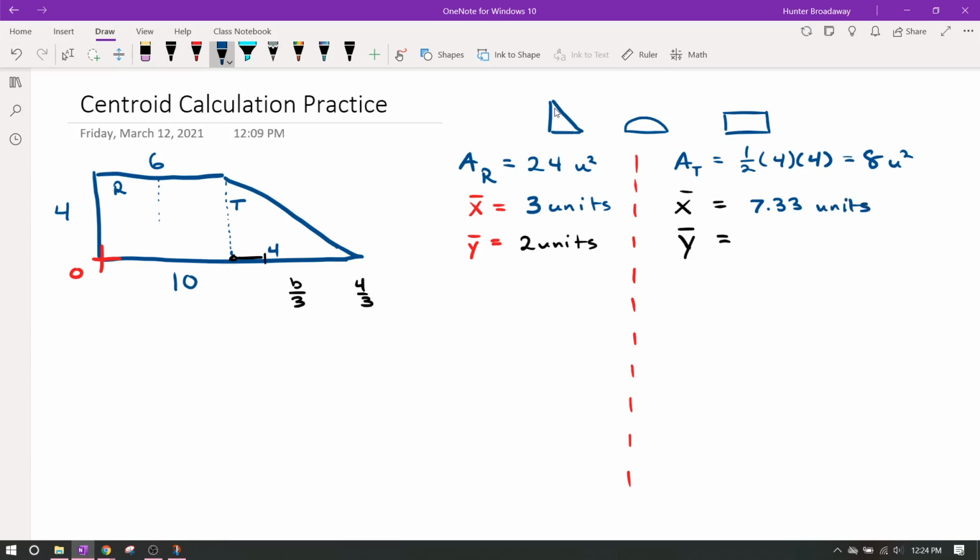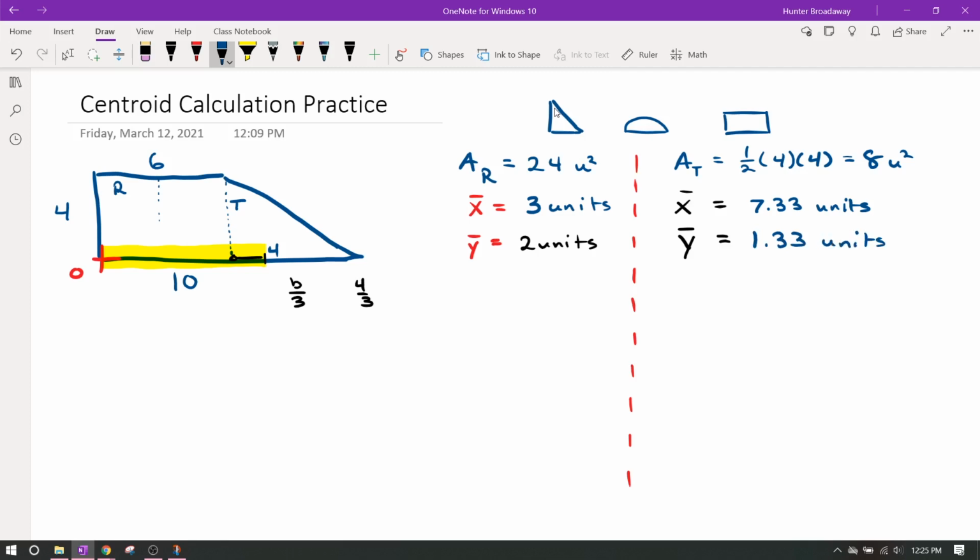Okay, and the reason it is 7.33 units is because I'm starting at the origin, and I'm trying to use the distance. Let's see if we can actually get a highlighter going here. I'm going for the distance from the origin all the way over to the side. So that's a total distance of 7.33 units. And then for the y bar, since we are referencing it from the x-axis, I don't have to do that. My y bar is only going to be 1.33 units up because the height is 4. So that's 4 divided by 3, or 1.33 units going up.